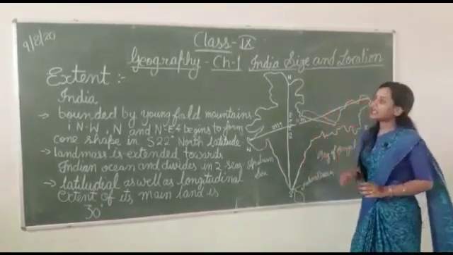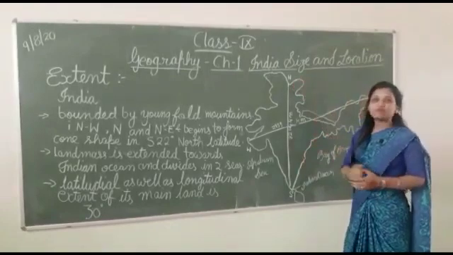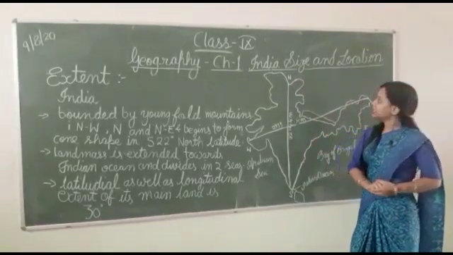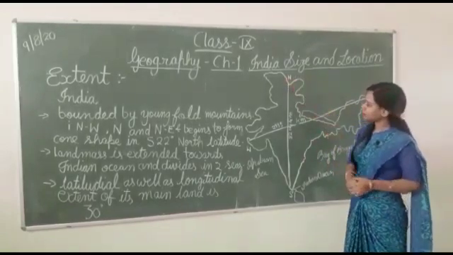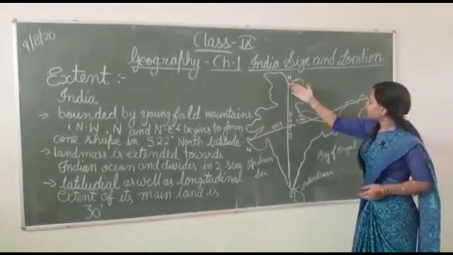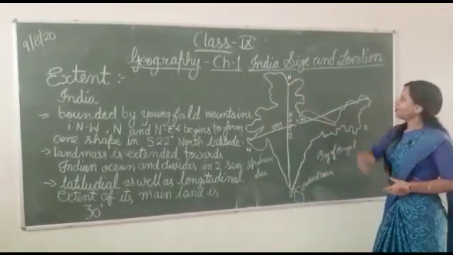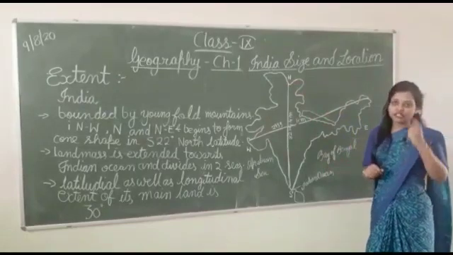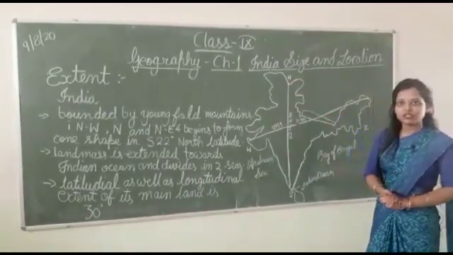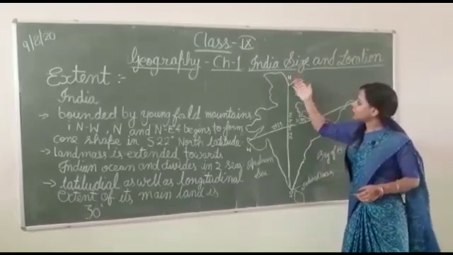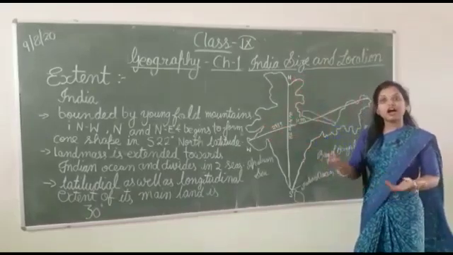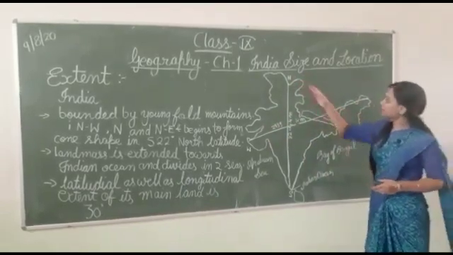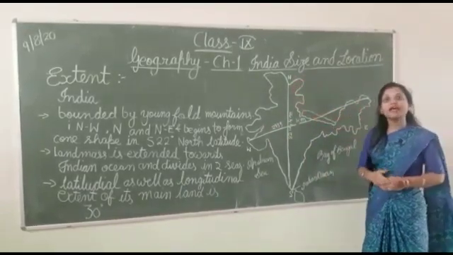Here it is stated that India is bounded by young fold mountains on 3 sides, that is north, northwest and northeast. When we are talking about the north direction, among the young fold mountains we have the Karakoram range. In the northwest direction, we have the Aravalli ranges, and in the northeastern direction we have a range of Himalaya crossing from Nepal.